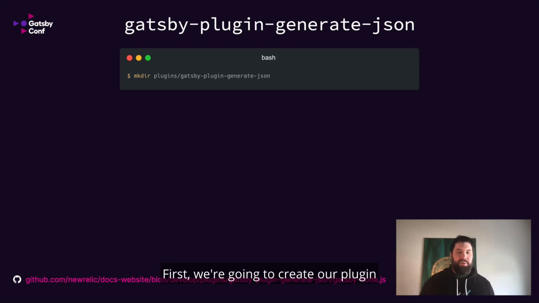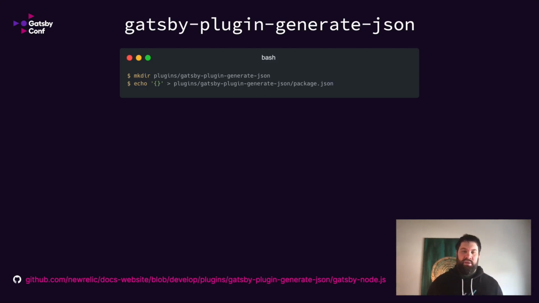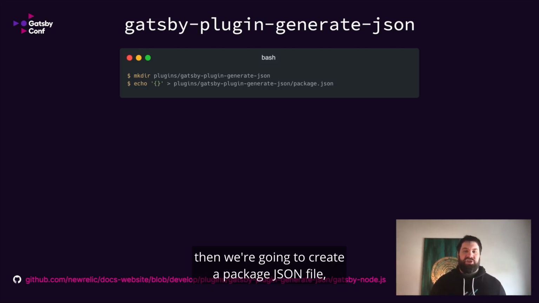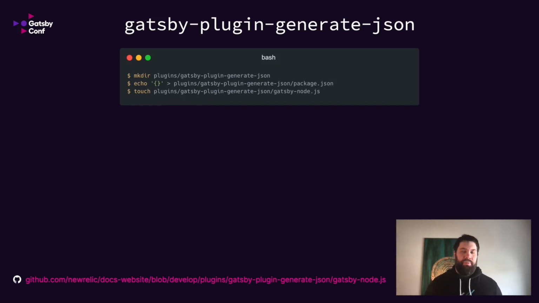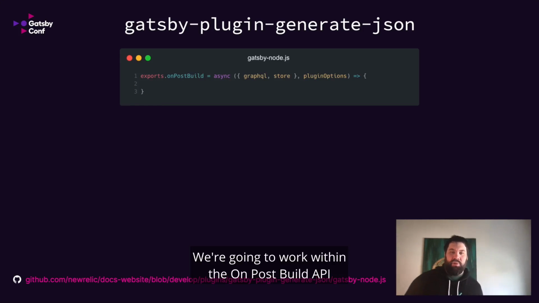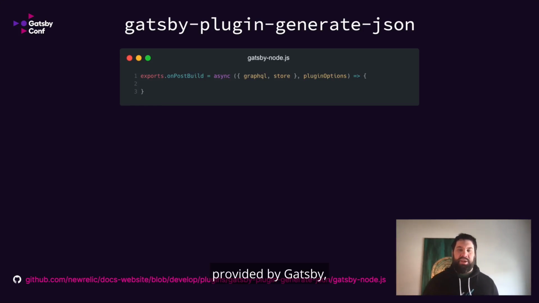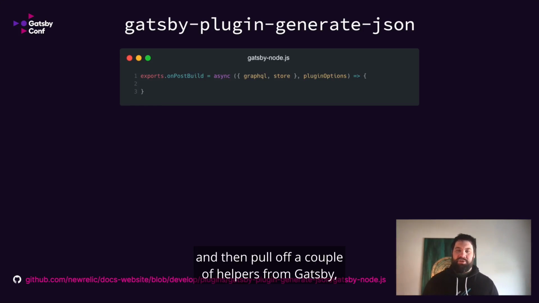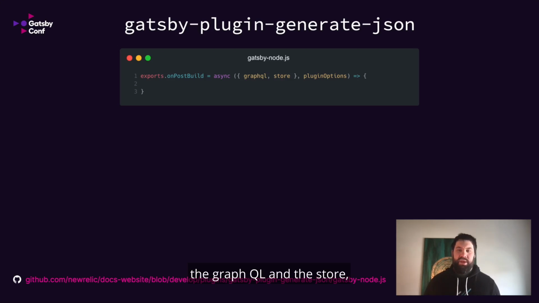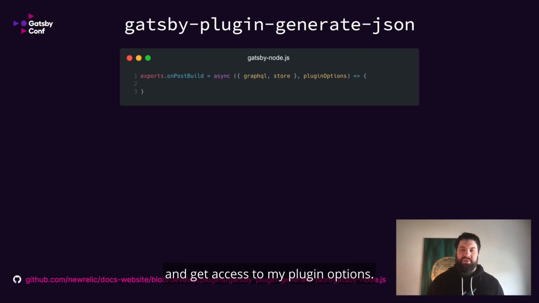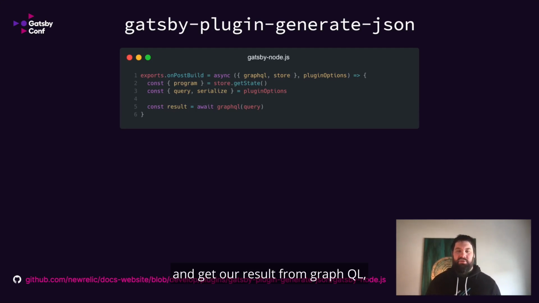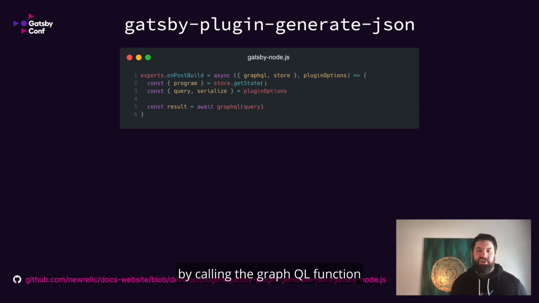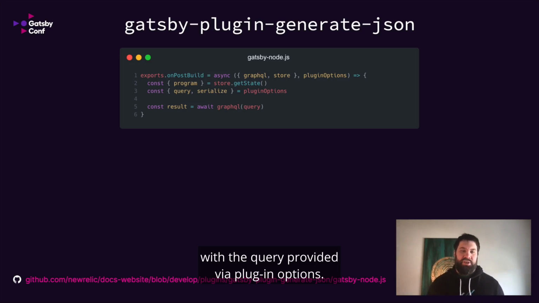First, we're going to create our plugin in the plugins folder. Then we're going to create a package.json file with really nothing in it except for an empty object, and our Gatsby node file. We're going to work within the onPostBuild API provided by Gatsby. I'm going to pull off a couple helpers from Gatsby, the GraphQL and the store, and get access to my plugin options. Let's go and destructure some variables off of these, and get our result from GraphQL by calling the GraphQL function with a query provided via plugin options.